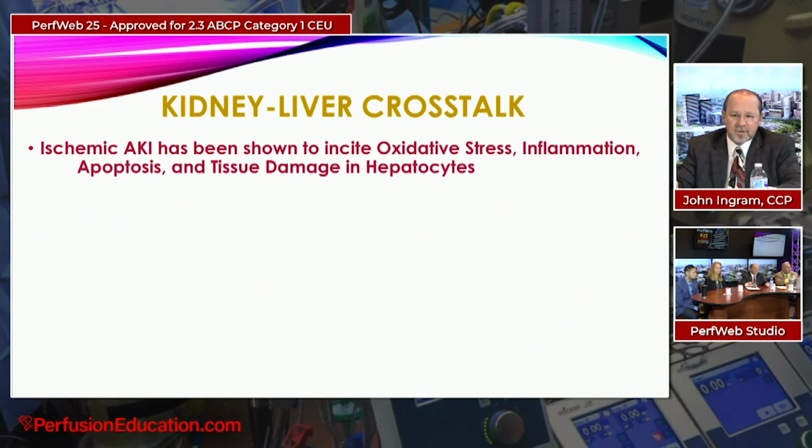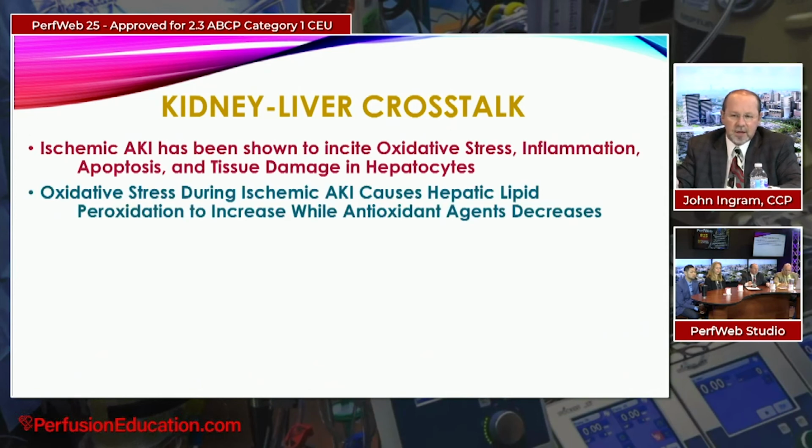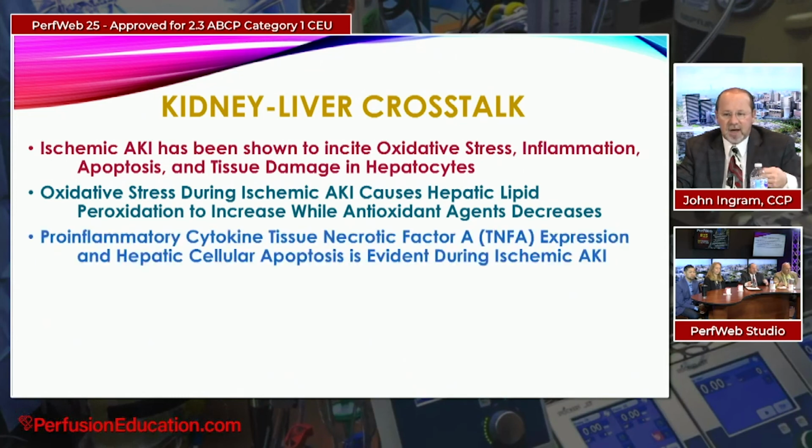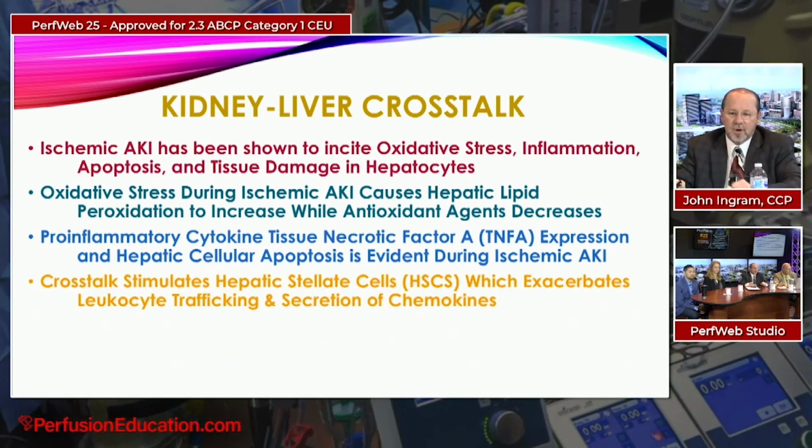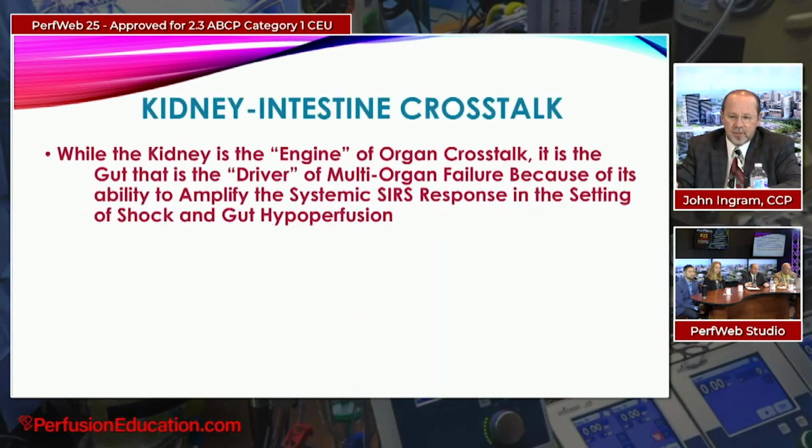In kidney-liver crosstalk, ischemic AKI has been shown to incite oxidative stress, inflammation, apoptosis again, and tissue damage in the hepatocytes. Oxidative stress during ischemic AKI causes hepatic lipid peroxidation to increase while antioxidant agents decrease. The pro-inflammatory cytokine tumor necrosis factor alpha expression and hepatic cellular apoptosis are evident again during ischemic AKI. So crosstalk stimulates hepatic stellate cells, which exacerbates leukocyte trafficking and secretion of chemokines.